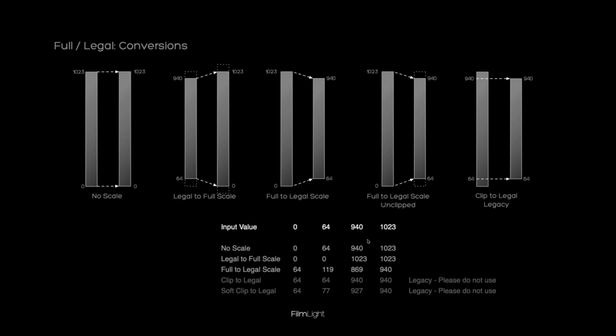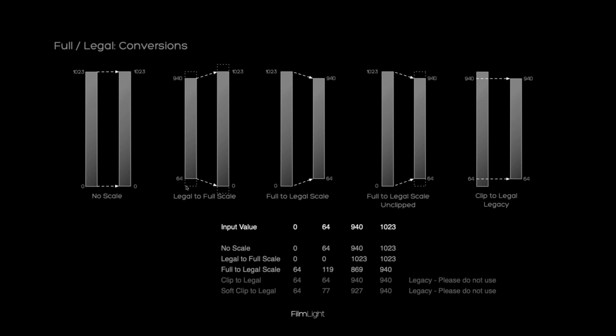Then we have different conversions between these levels, and these are the ones that are available in Baselight, and I'm going to quickly explain what they are doing. No scale is the easiest one. It just does nothing. So it keeps 0 at 0 and 1023 at 1023, and everything else in between remains as it is. Then there's legal to full scale. This converts from legal range to full range. So this maps 64 to 0, 940 to 1023 and stretches everything in between accordingly.